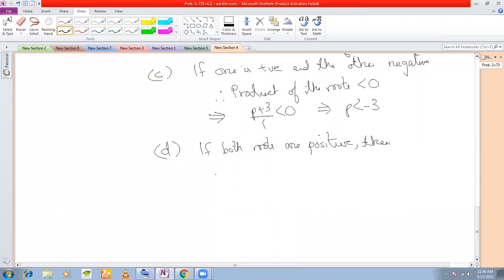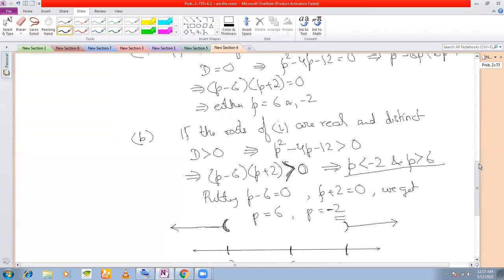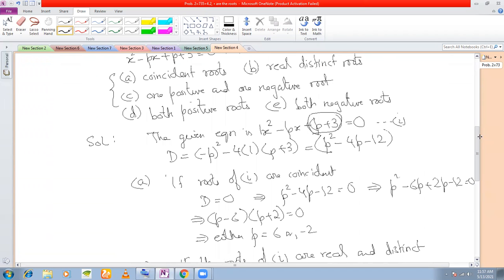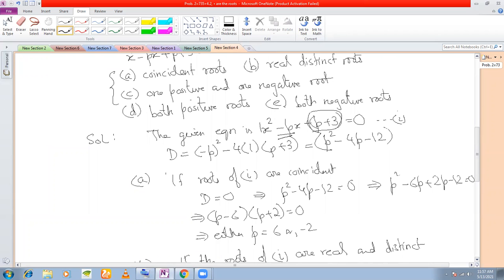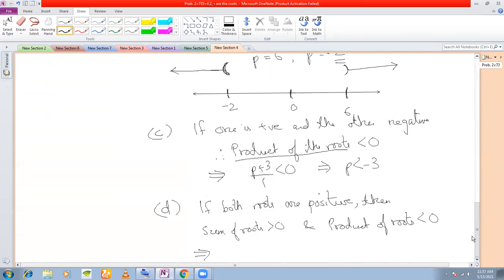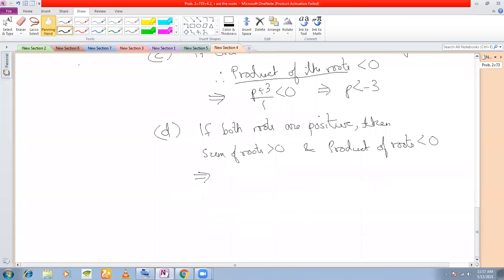So there are two conditions here. The sum of the roots has to be positive, and also the product of the roots has to be positive. You had a single condition there, right? But here you must have two conditions. And what is the sum of the roots according to this quadratic? It is minus b by a. This is your b. So minus of minus p by 1, right? And the product of the roots is p plus 3, as we have done earlier.